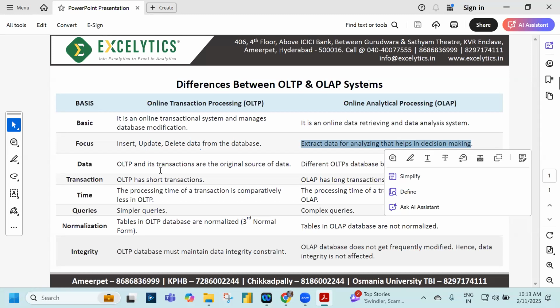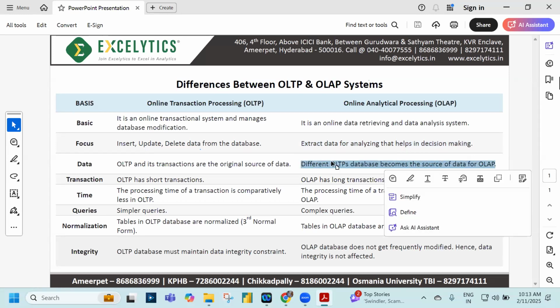Here, the data you get in OLAP is not the original source of data. OLAPs get the data from OLTPs, because I told you OLTP is the place where all your data gets recorded first. That data can be moved or copied into OLAP systems. You would have heard of something called a data warehouse. What is a data warehouse? Data from multiple OLTP databases is brought into one data warehouse. I'll tell you why this is done.